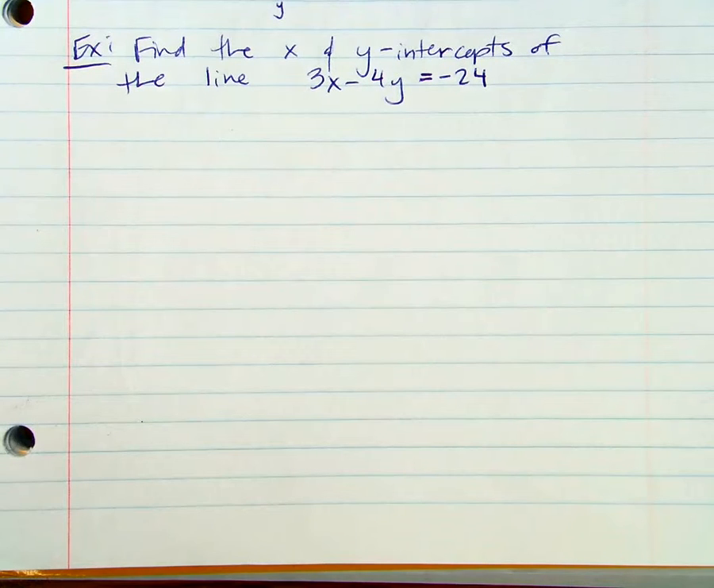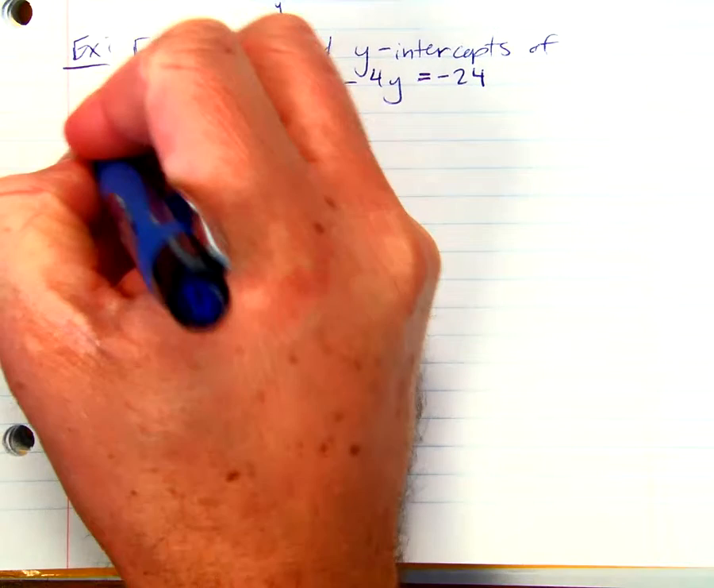And to find the intercepts, we have to remember what they look like. We have to remember where they are. And it gives us some information that we can use. So first, let's find the x-intercept.